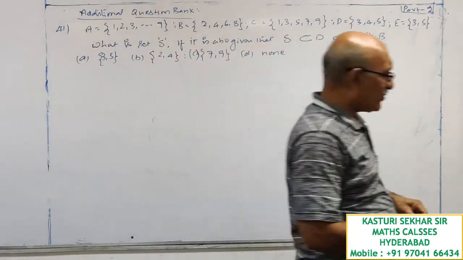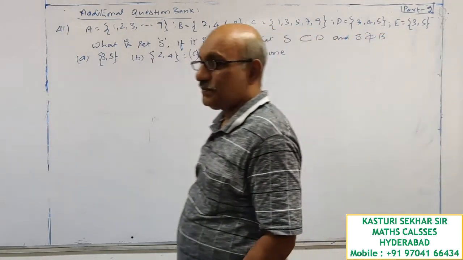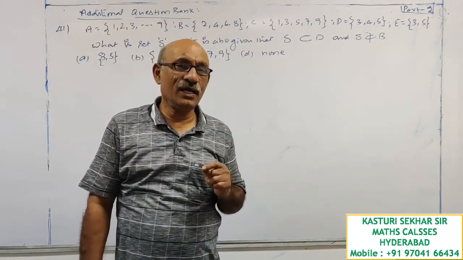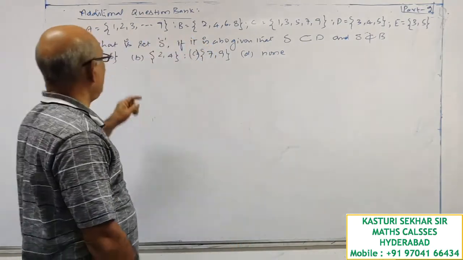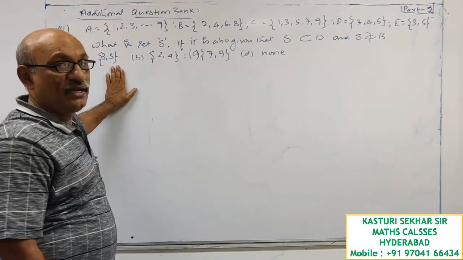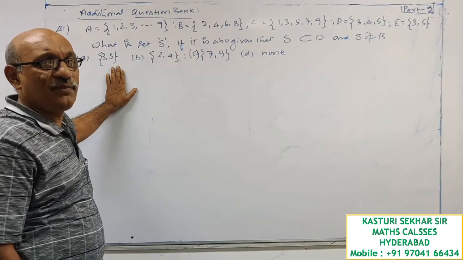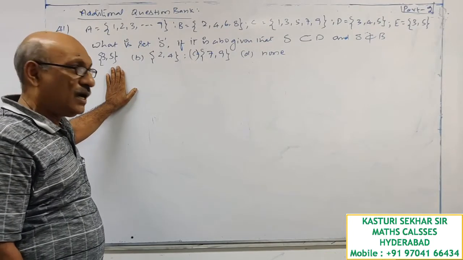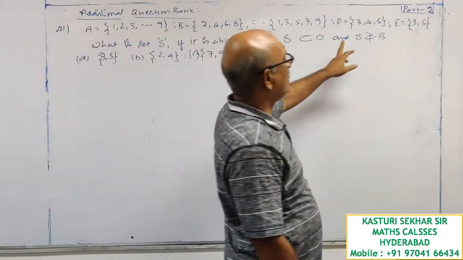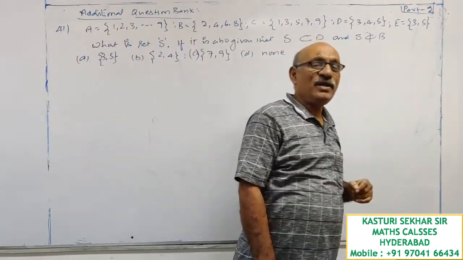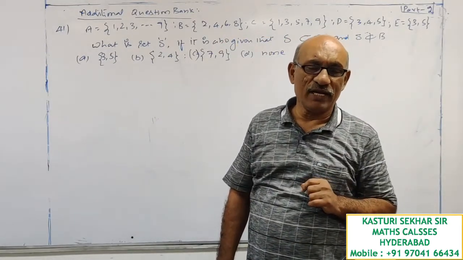Now first let's understand the question. I want a set S. What is that set? It is a proper subset of D, meaning elements of set S are in D and D has at least one additional element which is not in S. One more condition is given: S is not a subset of B, meaning elements of S should not be in B. These are the two conditions you have to satisfy.